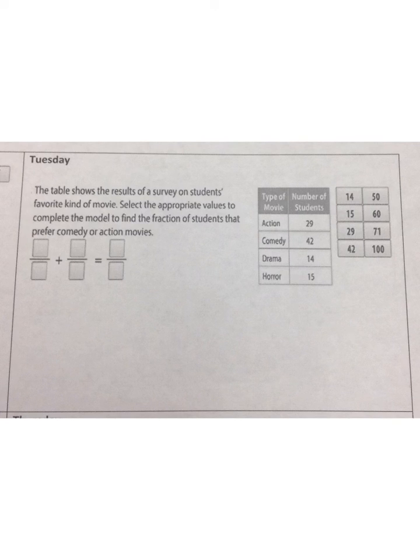Tuesday, the table shows the result of a survey on students' favorite kind of movie. Select the appropriate values to complete the model to find the fraction of students that prefer comedy or action movies. So here are your possible numerator and denominators. My tip is first you want to find the total number of students surveyed to help you write your fractions. So you're going to do the fraction that prefer comedy plus the ones that prefer action equals the total. And so choose the correct expression or actual problem.